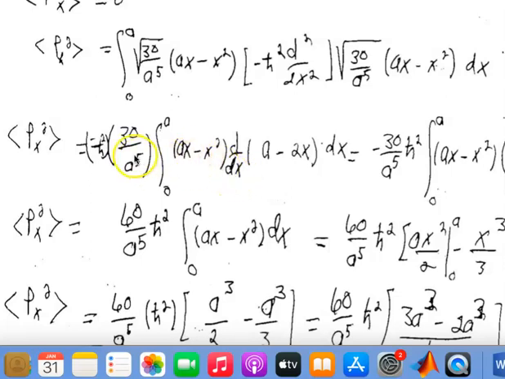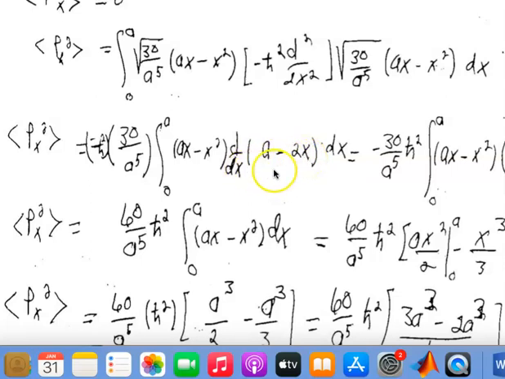So you can factor out, what did we factor out? A squared, 30 over a to the fifth. All right, so we have that. We leave this term just as it is. And notice that it's been differentiated once. When you differentiate ax minus x squared, you get a for just the first term, and you get a negative 2x for the second term.